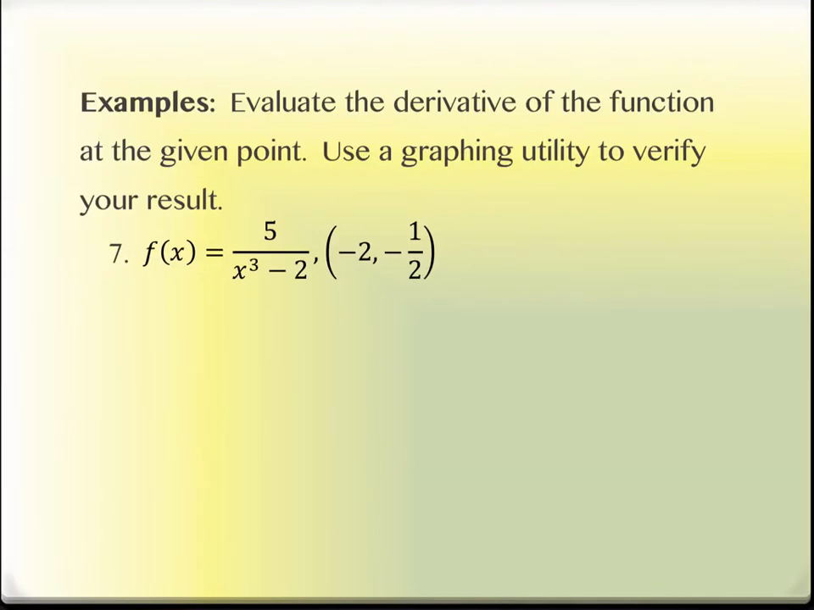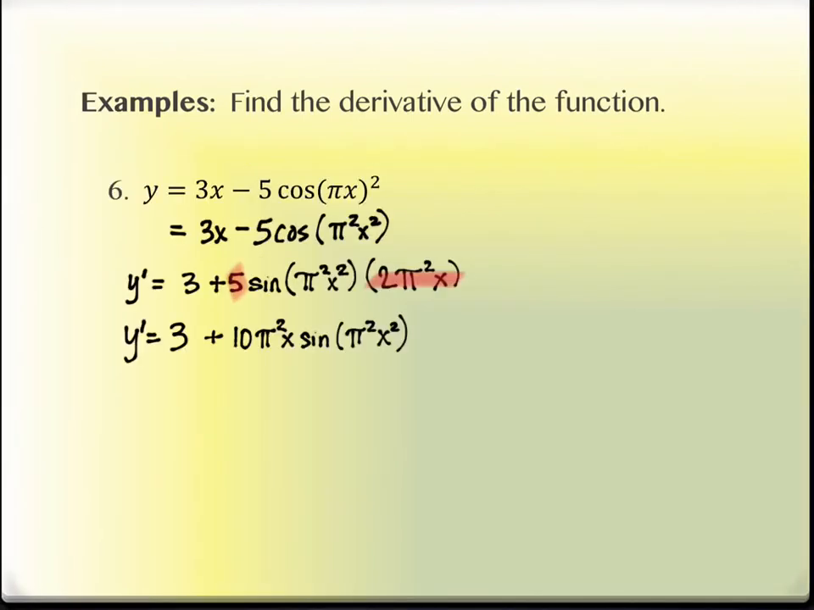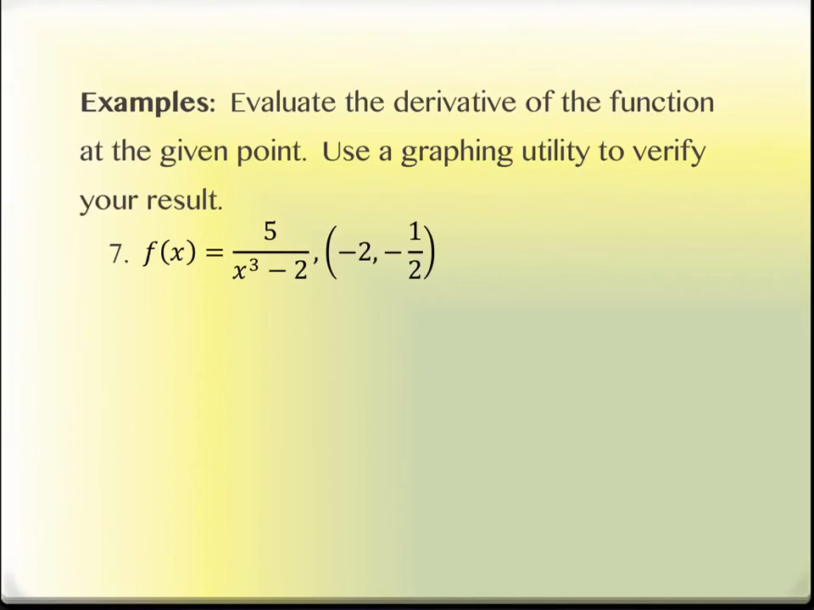So this is not something that'll show up on your gateway. All the gateway questions will look like these. Just find the derivative, find the derivative, find the derivative. On this one, we find the derivative as well, but then we evaluate it at x equal -2. That's the only thing that's different. At the end, we plug in x equal -2.